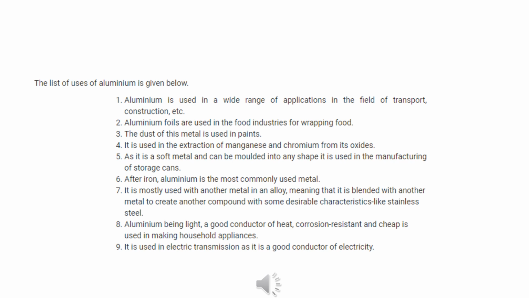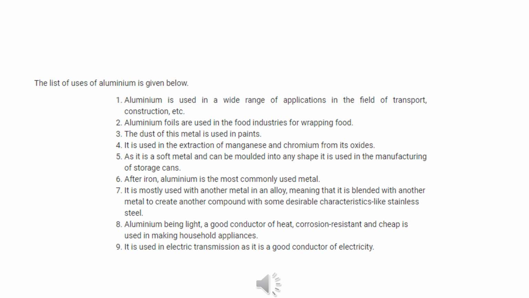Welcome to this class. As we all know, aluminium is a very reactive element. It has many uses, and I would like you to know some of the uses that aluminium is known for. Number one, aluminium is used in a wide range of applications in the field of transport and construction. Aluminium is used in building the body of aeroplanes because it is very light.